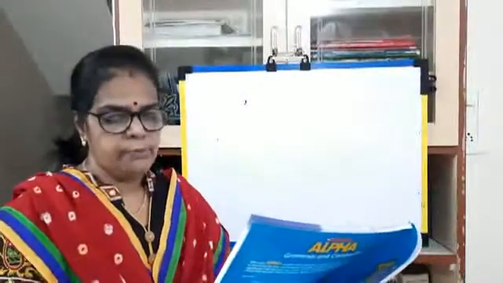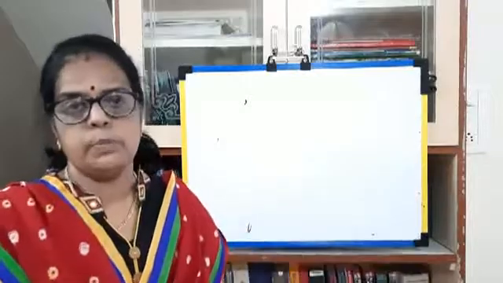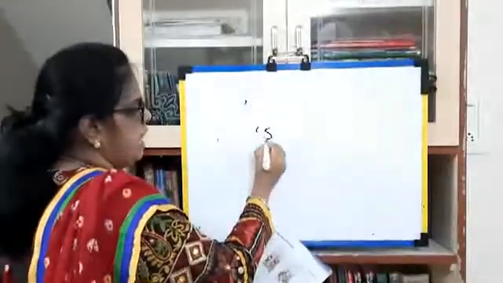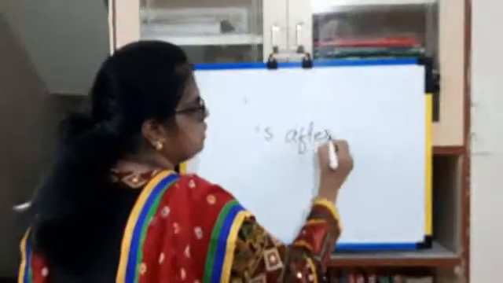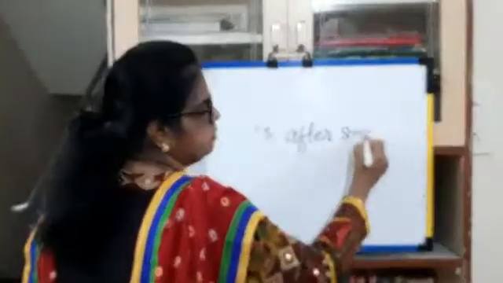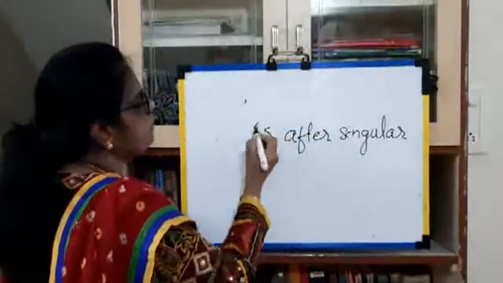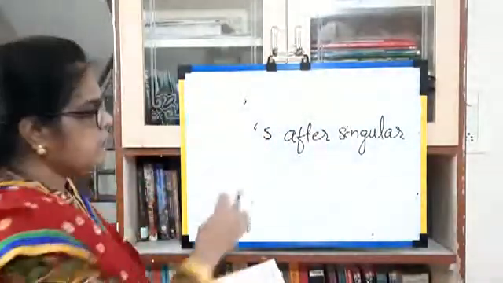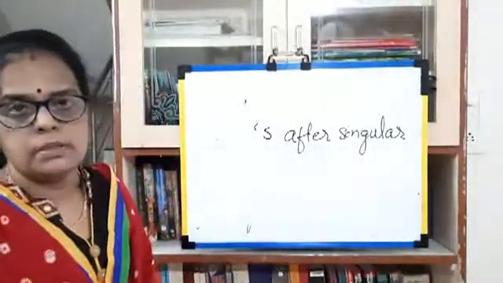We add 's after a singular noun or name to show who or what something belongs to. We add this 's, apostrophe s, after where? After a singular noun. First you put the apostrophe and then you write an s. Okay, here we use this one after a singular noun.